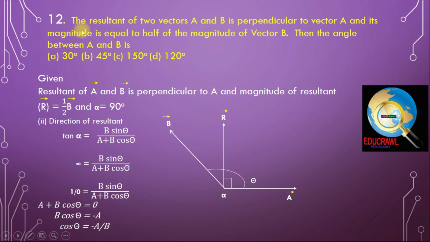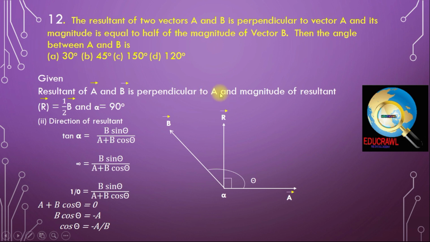The 12th one. The resultant of two vectors A vector and B vector is perpendicular to vector A, and its magnitude is equal to half of the magnitude of vector B. Then what is the angle between A and B? So what is given? The resultant of A vector and B vector, we will have the symbol R. The R vector is perpendicular to A.